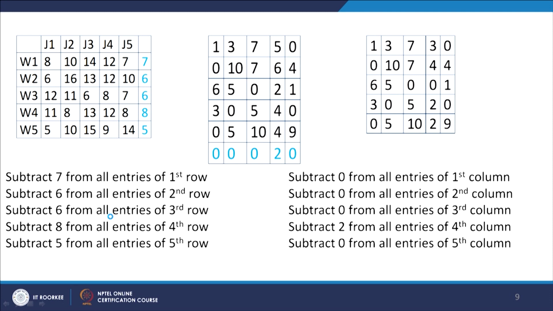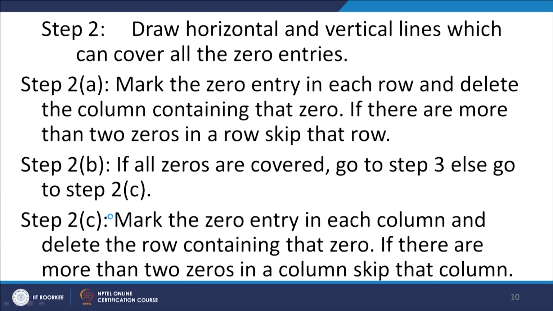Now, you will observe that in some rows or columns 0 is appearing more than once, does not matter. Now, the next step has to be implemented. So, this first step is completed. Now, what is the second step? The second step says we have to draw horizontal and vertical lines which can cover all the 0 entries.